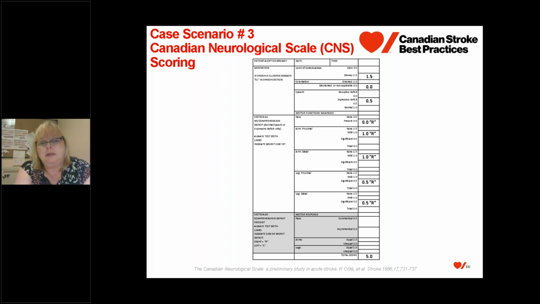The proximal and distal leg was able to move the leg, the proximal and distal leg, but not able to do full range, so was scored significant in both. Patient received a total Canadian Neurological Scale score of 5.